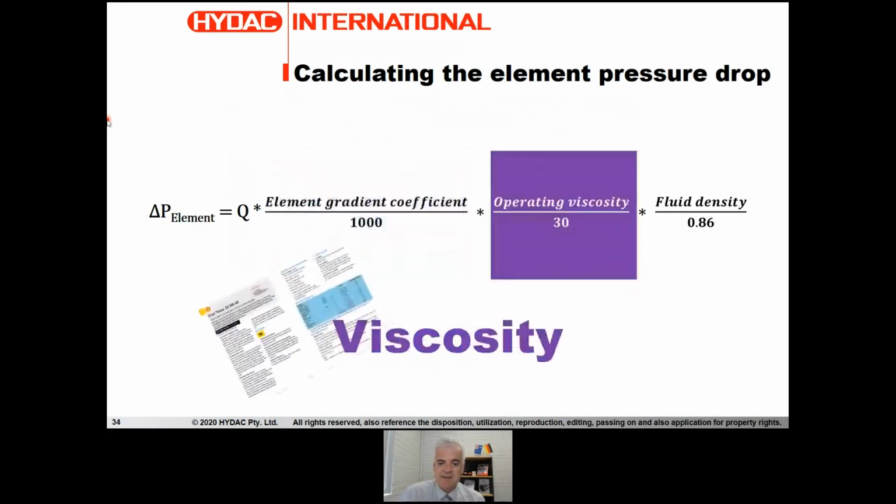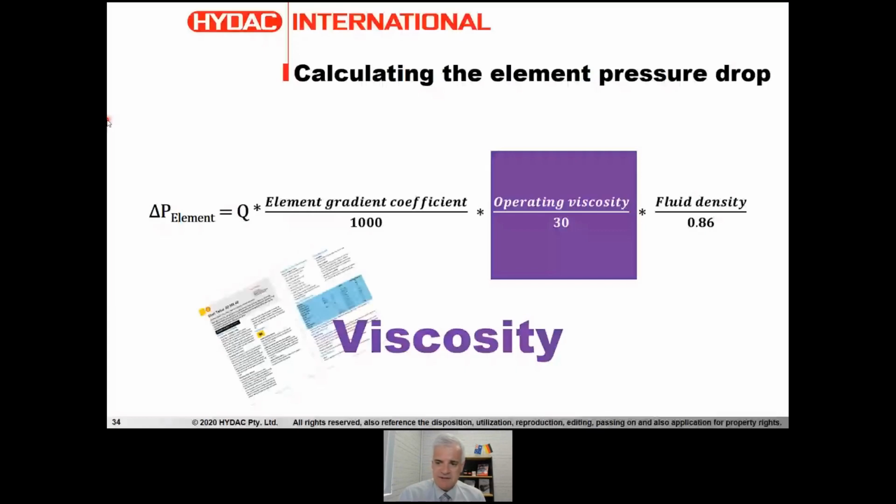The operating viscosity is over 30, and the reason for that is all of the data in the catalogue and the way the tests have been done and the way the information has been presented in the catalogues is at 30 centistokes. So you have to take into account a fluid viscosity change because you will most likely not be at 30 centistokes. So the viscosity correction is done by putting the operating viscosity above 30. And where do you find the operating viscosity? Well, basically with your fluid data sheets. So you talk to your fluid manufacturer or supplier, and of course they'll be able to give you viscosity information on that fluid.